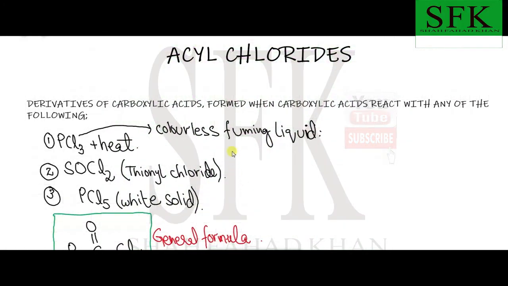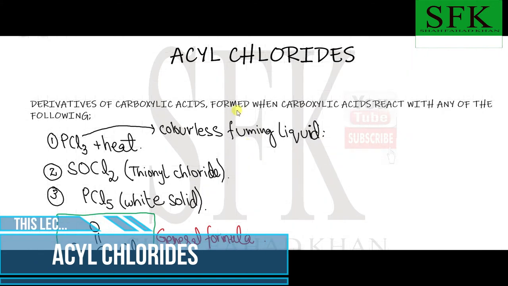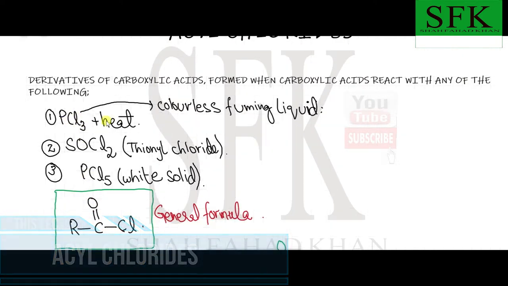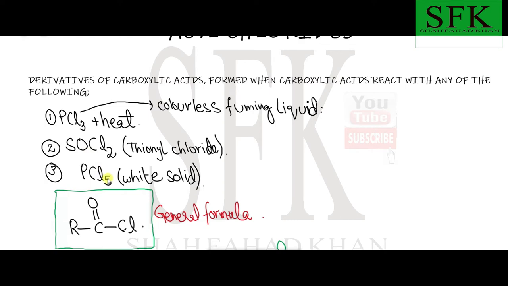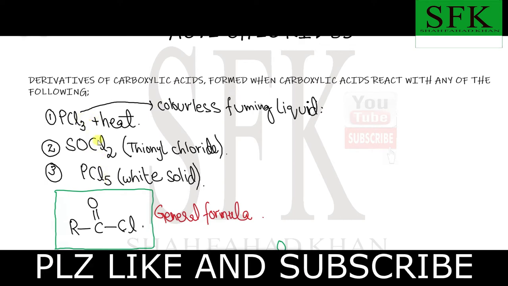So in this video, we are going to talk about acyl chlorides. Acyl chlorides are basically the derivatives of carboxylic acids, which are formed when carboxylic acids react with any of the following compounds. These are the three compounds, and they are very important. You need to learn them. Okay. First is PCl3 plus heat.